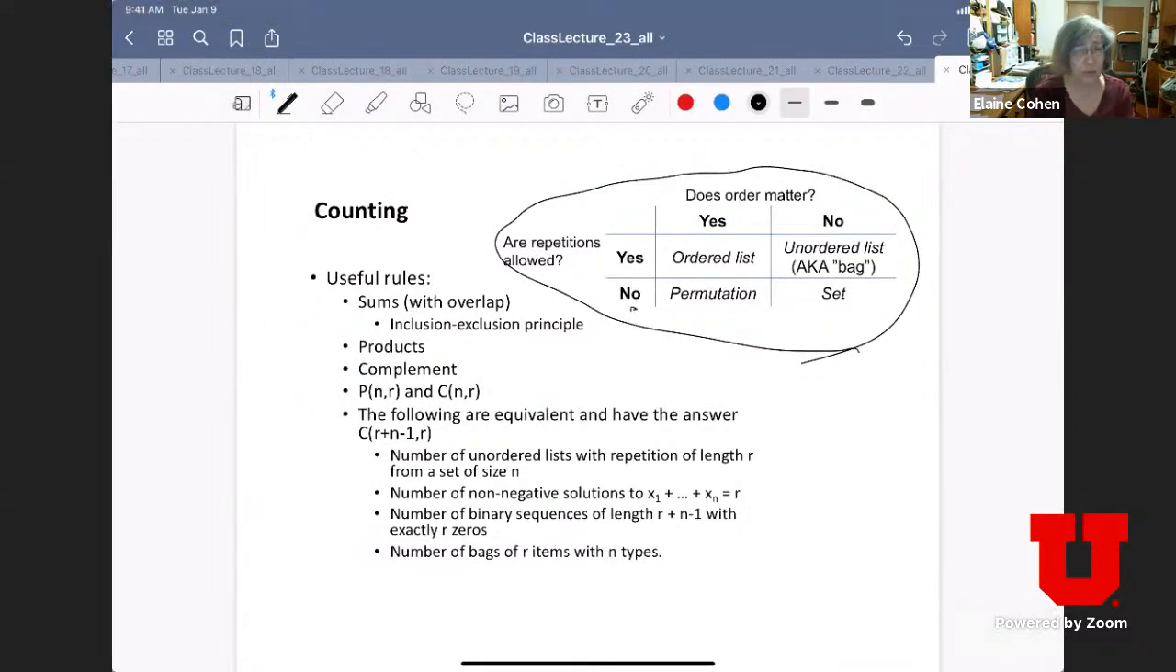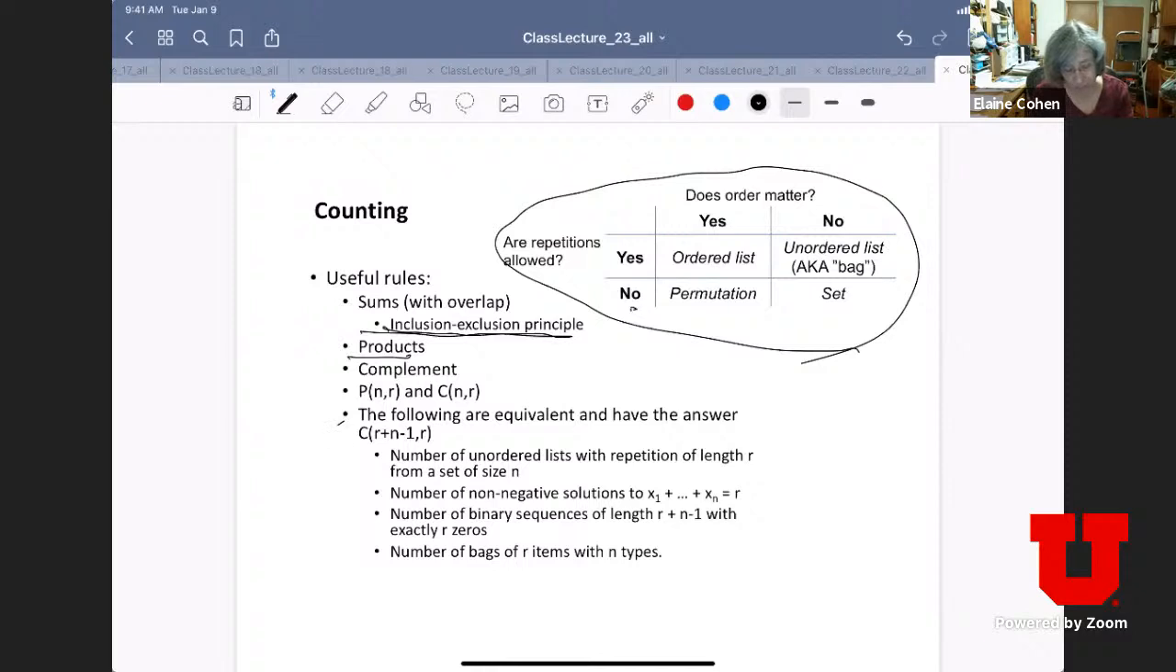We had the sum rule and the sum with overlaps. The inclusion-exclusion principle becomes important. If you have sums with overlaps, you want to get rid of counting it twice. We had the product rule. We had complements. We had permutations and combinations.